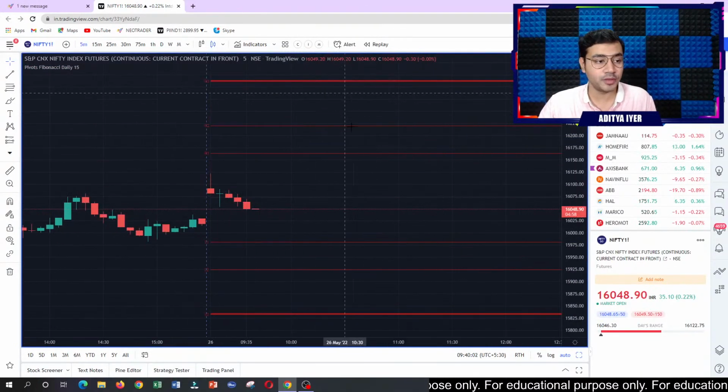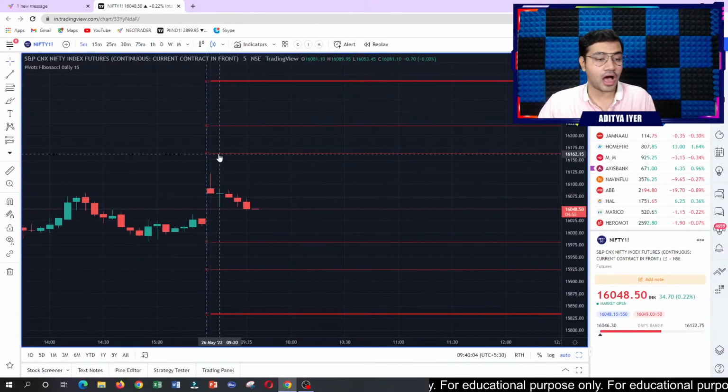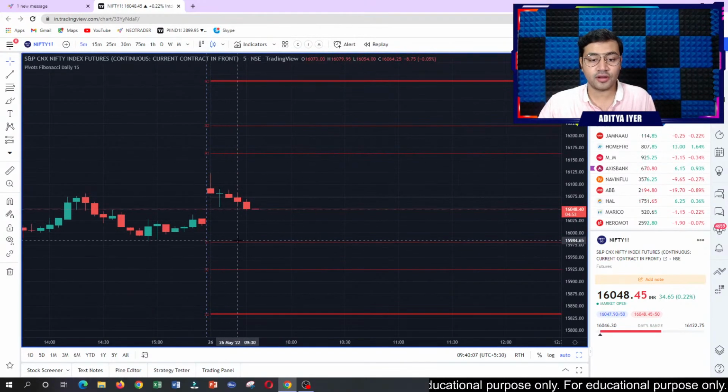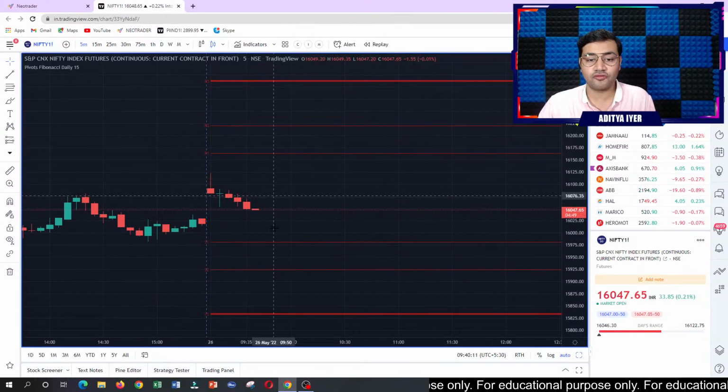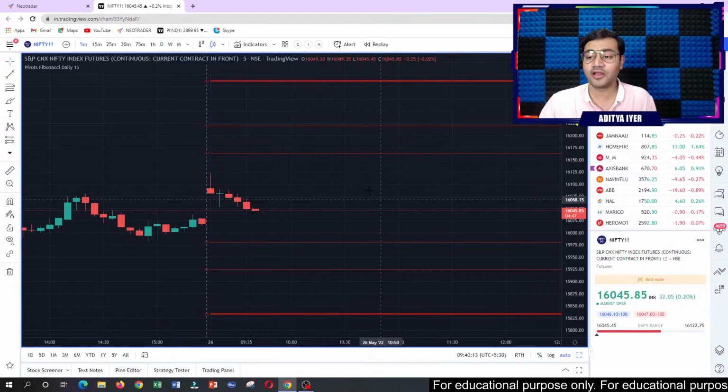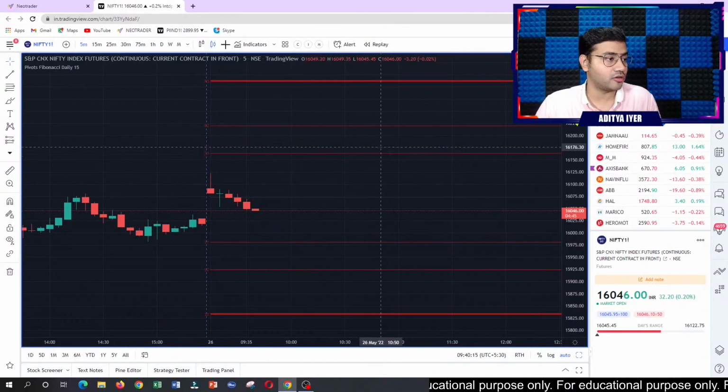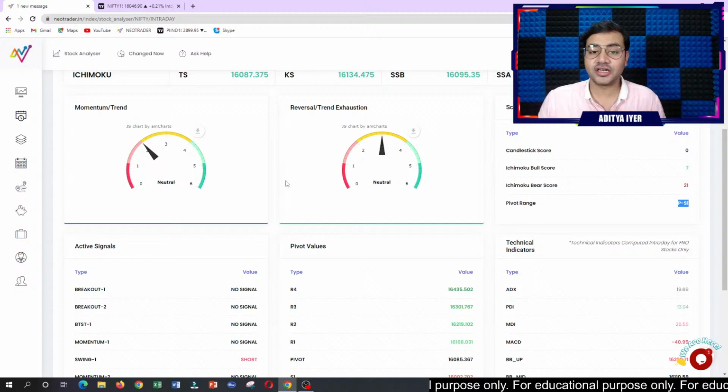All right, I hope it is visible here. R1 is here and S1 level is here. You can see that it is trading between these two levels, which is more or less like the flat zone. So not much action coming from the Nifty and the Bank Nifty as well.